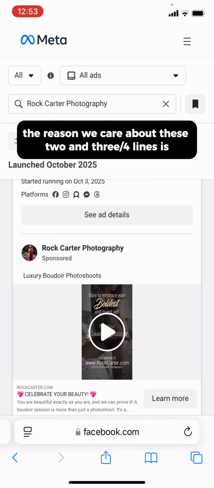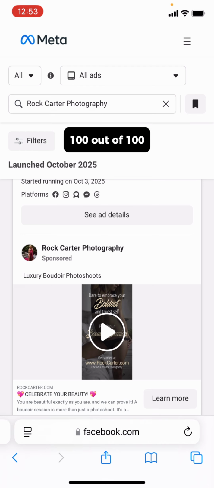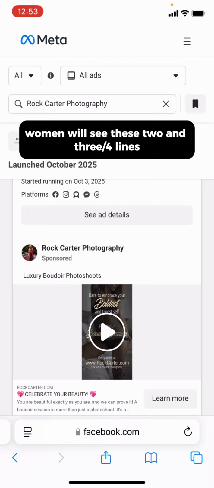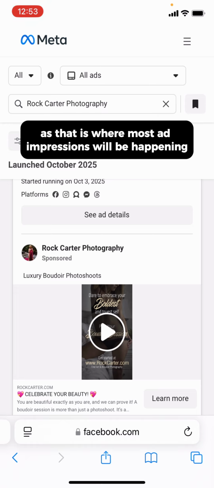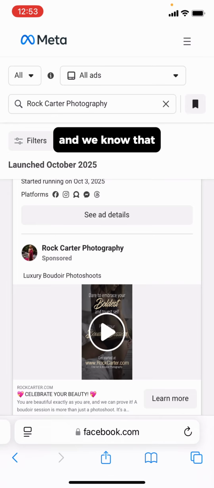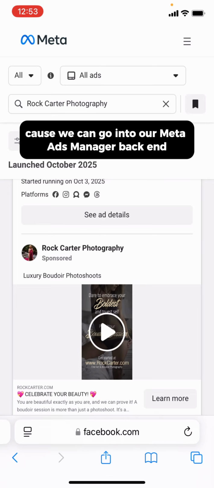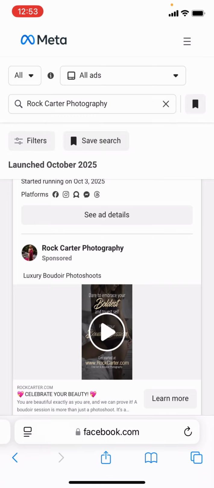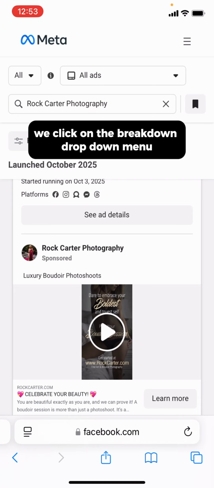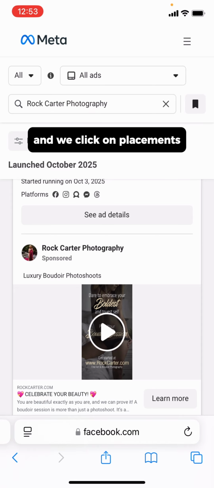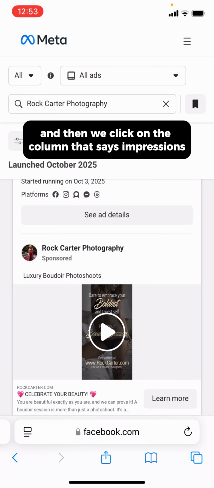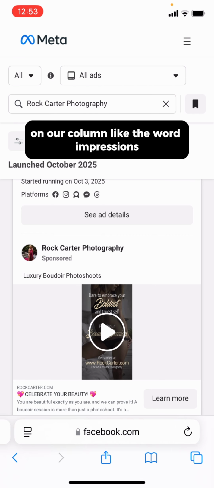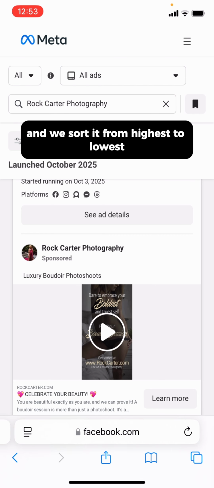The reason we care about these 2 3/4 lines is that 100 out of 100 women will see them on Facebook mobile newsfeed, as that is where most ad impressions happen. And we know that because we can go into our Meta Ads Manager backend. In the top right, we click on the breakdown drop-down menu, and we click on placements. Then we click on the impressions column and sort it from highest to lowest.